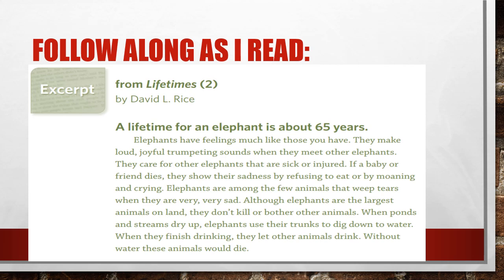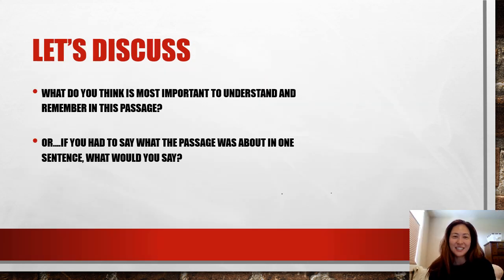So then to go back to that question, you might have to hear this again or read it another time, more than just twice, which is totally fine. What do you think is the most important to understand and remember in this passage? We have the same questions to discuss after because we're trying to practice the skill of determining important information. So the question is, what do you think is most important to understand and remember in this passage? Or if you had to say what the passage was about in one sentence, what would you say?